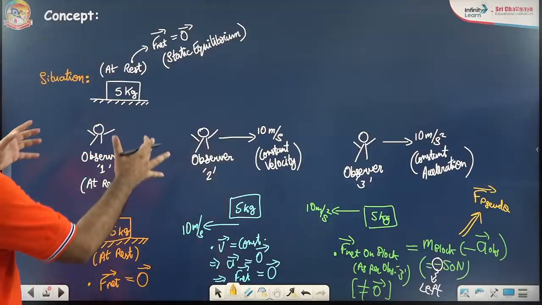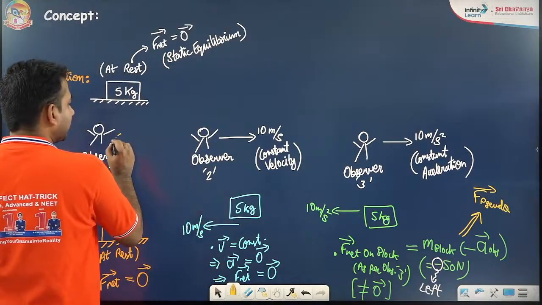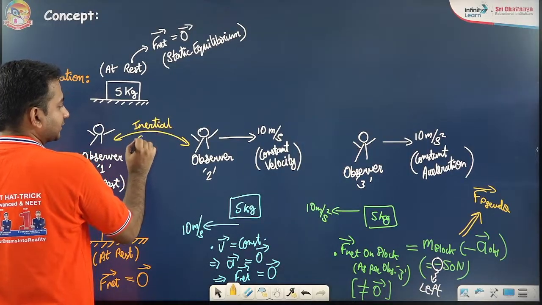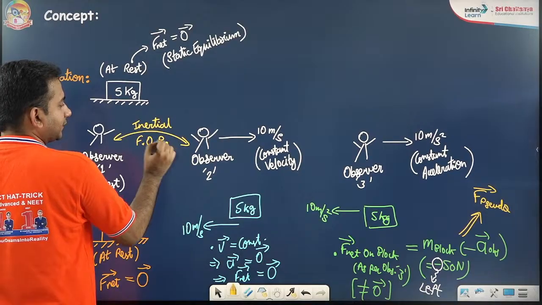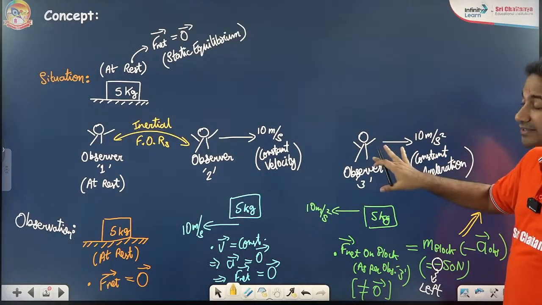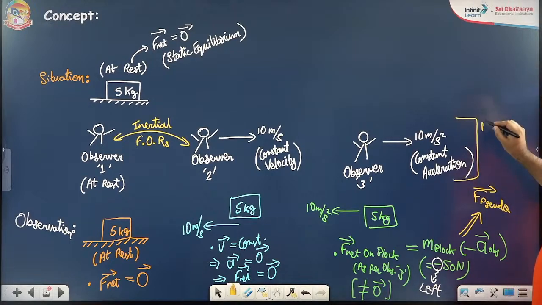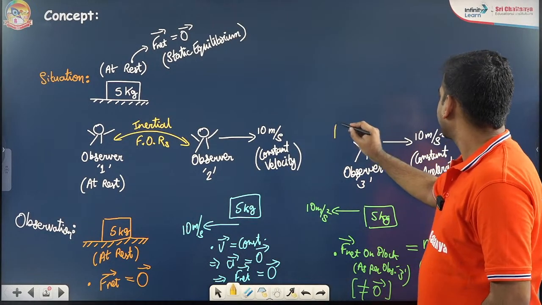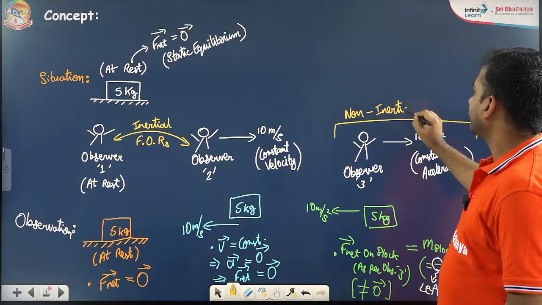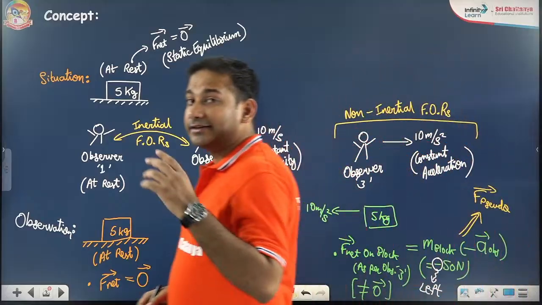All right. So these two frame of references, when the frame of reference is initially either at rest or moving with uniform velocity, these two frame of references are called inertial frame of references. And this frame of reference, when it is accelerated frame of reference, this is basically non-inertial frame of reference.